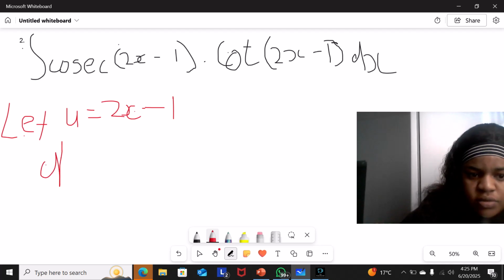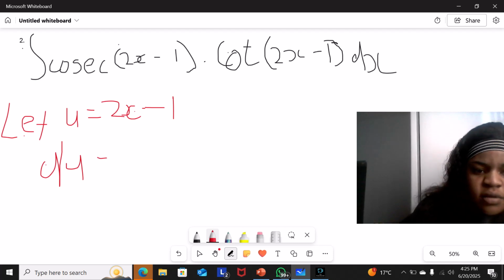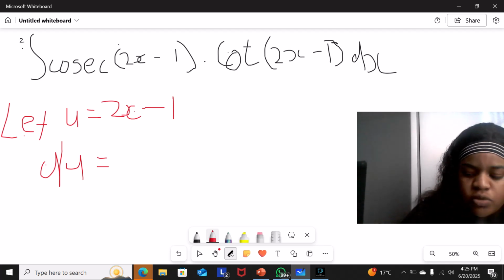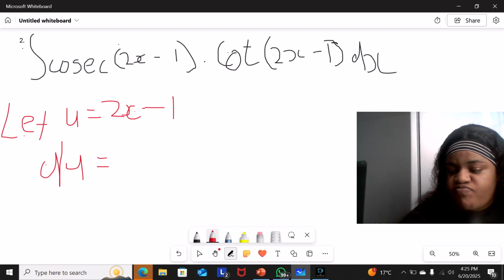derivative of this u, du is equals to derivative of this one. We said derivative of 2x is going to be 2.